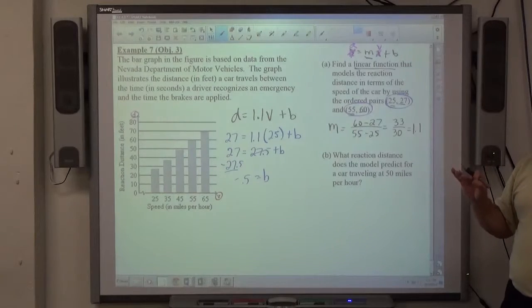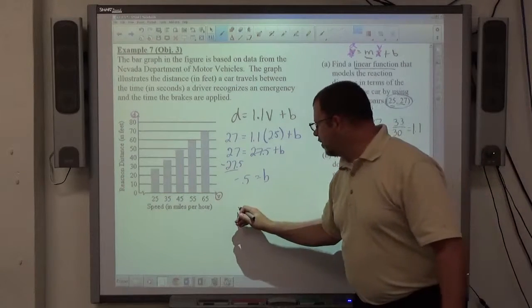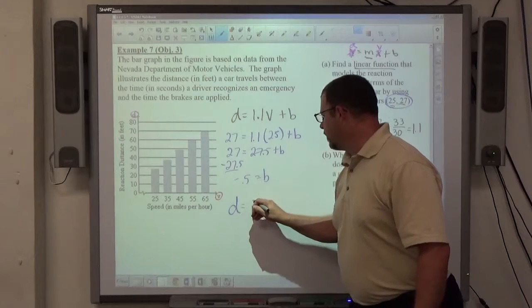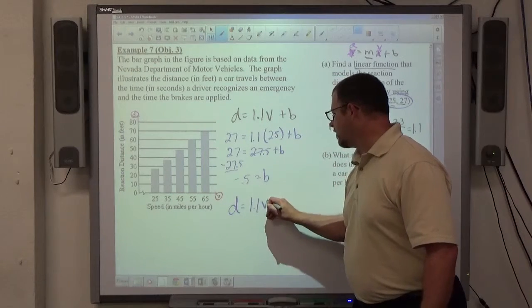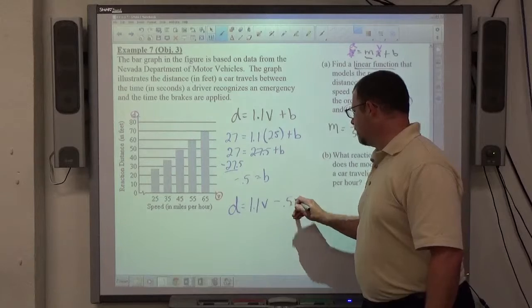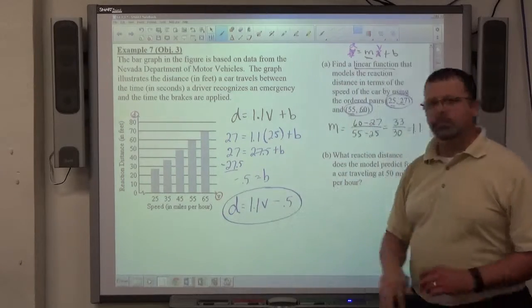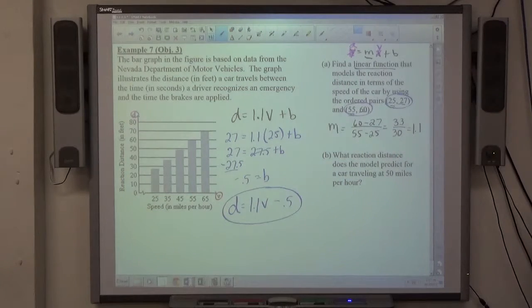So my linear function representing this problem is the reaction distance in feet is equal to 1.1 times the velocity minus 0.5. There's my linear function.